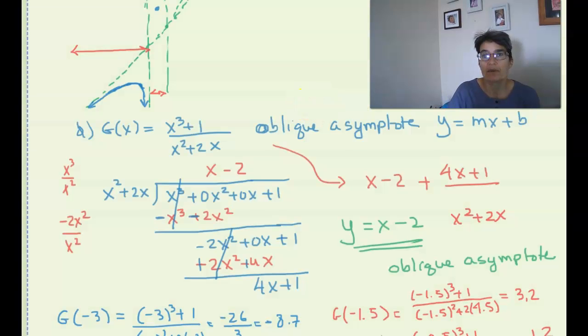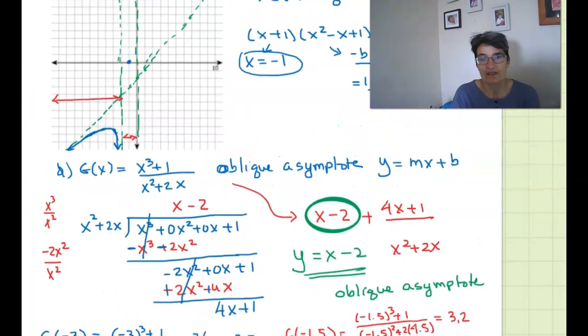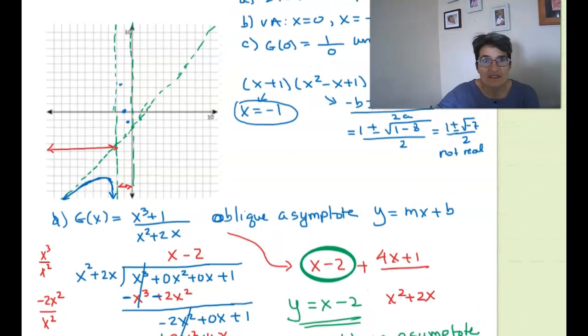Alright, so let's go up here and plot those points. Negative 1.5 is 3.2, around here. And at negative 0.5 it was about negative 1.2. So it goes up on that side and down on the other. So this is going to hug the vertical asymptote, go through the x-intercept, and then hug the other vertical asymptote. So that's what it looks like in there.